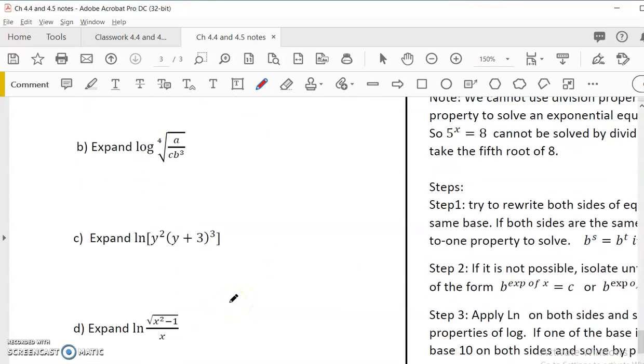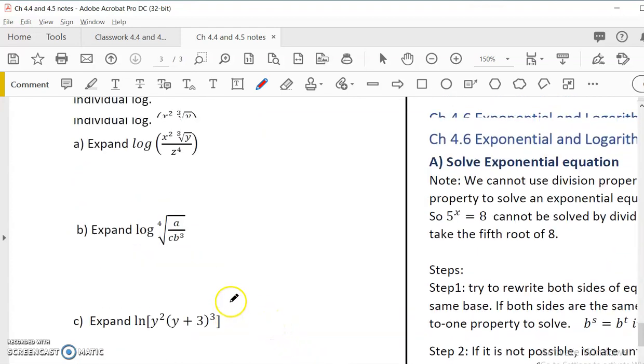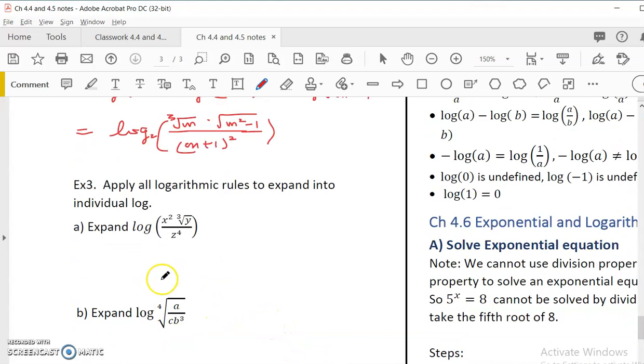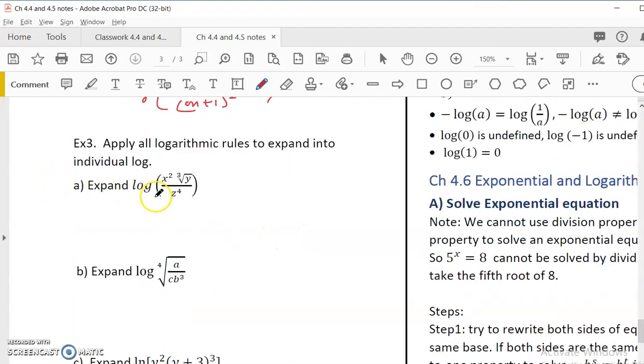So the next thing is about expanding. So instead of combining, you're expanding. It is useful in certain calculations of calculus. Sometimes you have a log of something and you want to expand it so it is very simple. In the calculus derivative, you often use these properties. And I'm going to talk about this in the next video.